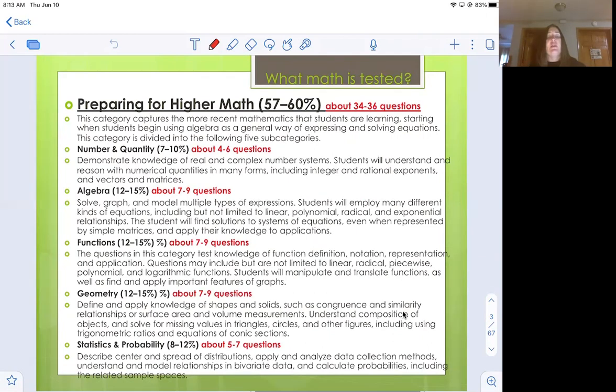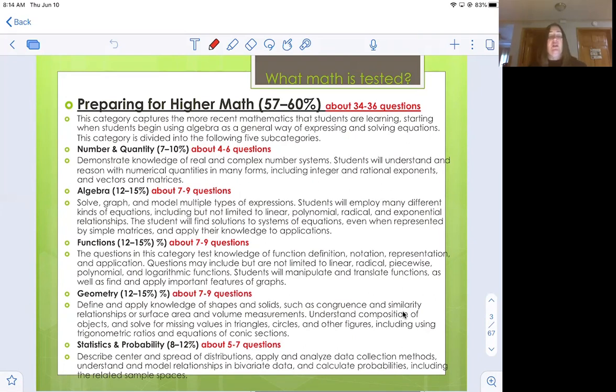So, the first one is numbers and quantities. This is about 4 to 6 of those questions, or 7 to 10% of them. So, what you have to do here, this could be order of operations, it could be fractions, decimals. It could deal with a little bit of vectors and matrices, but it's really very basic knowledge of those, not real elaborate stuff that you might get into in your upper level math classes.